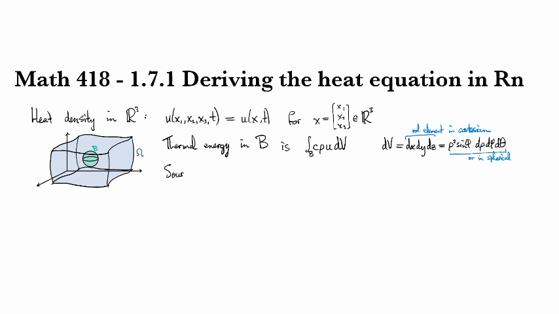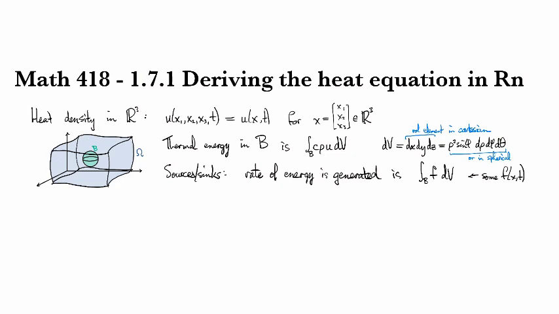If we need to account for sources and sinks, then the rate at which energy is generated inside the ball is going to be the integral over the ball of F, wherever F is your external forcing function, some function F.